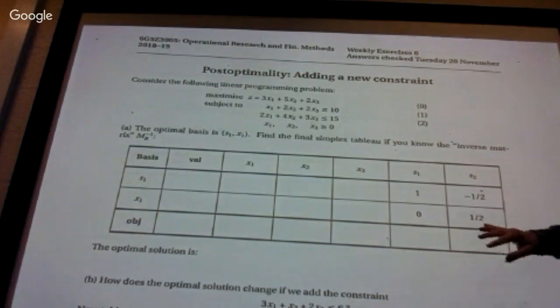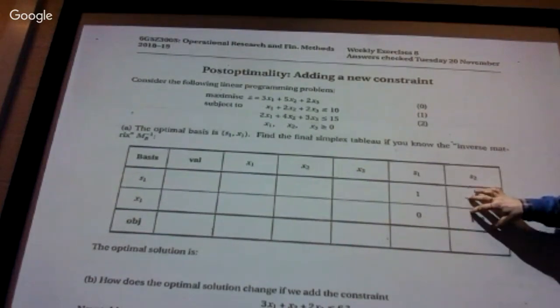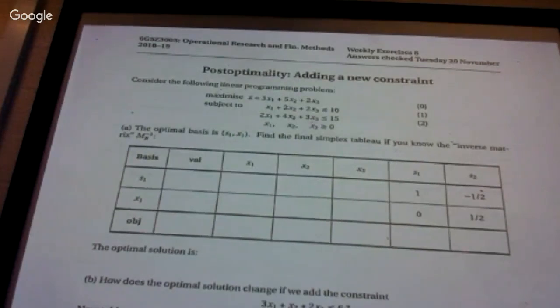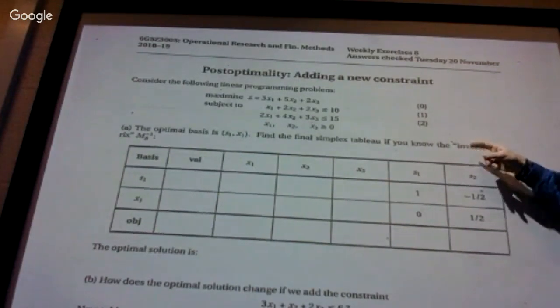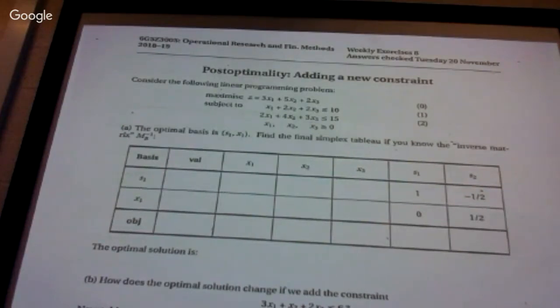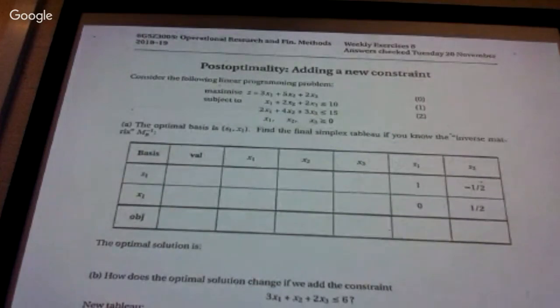You know the final basis, or if you know this inverse matrix. If you don't know it, then you have to find the inverse matrix. But now you're given the inverse matrix, so the rest of it you can calculate quite easily. How does it go?